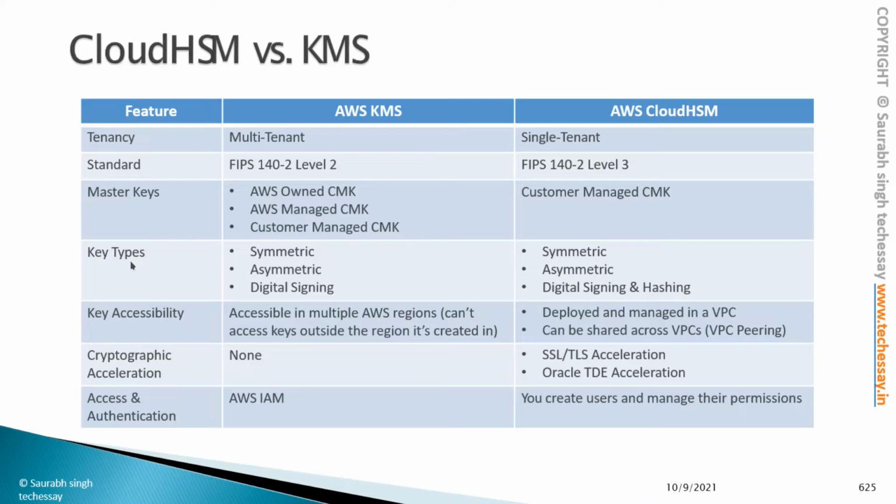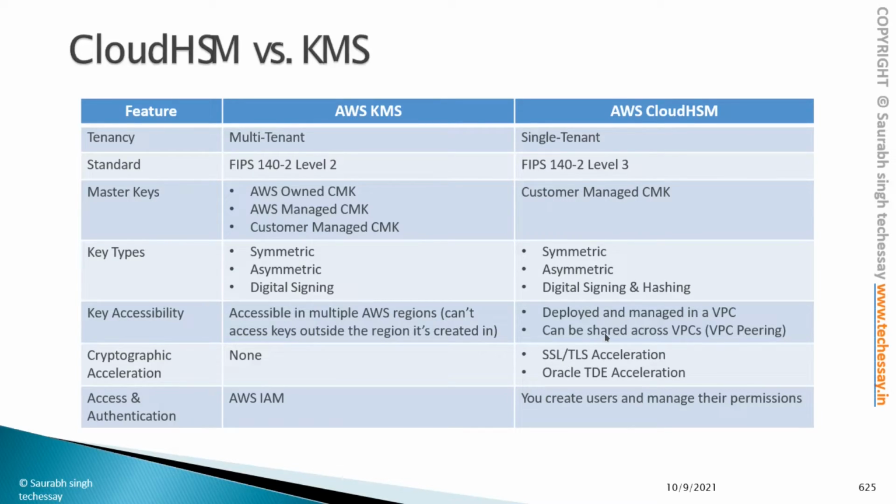And here if we talk about key types, then KMS uses symmetric, asymmetric, and signing. But if we talk about AWS CloudHSM, then it also uses signing and hashing. And if you talk about key accessibility, then a KMS key is accessible in multiple AWS regions, and you cannot access a key outside the region it is created in.